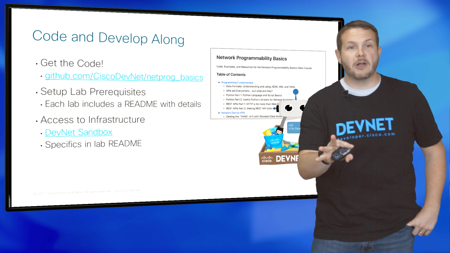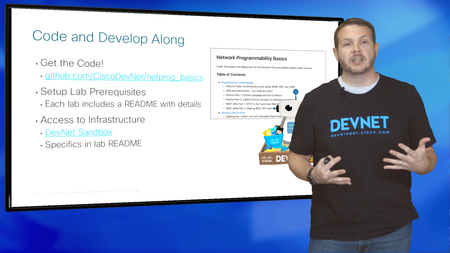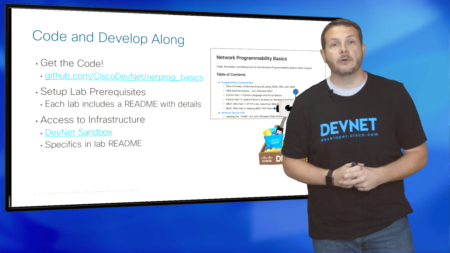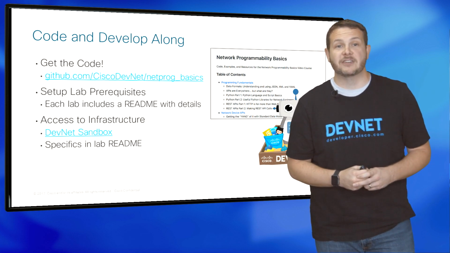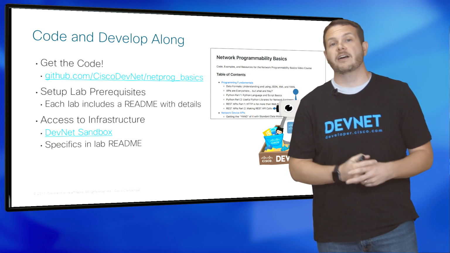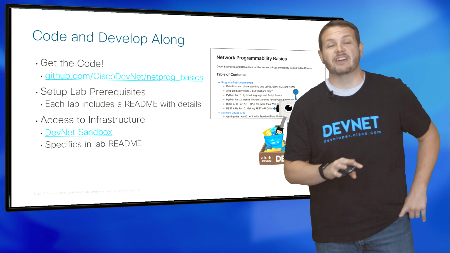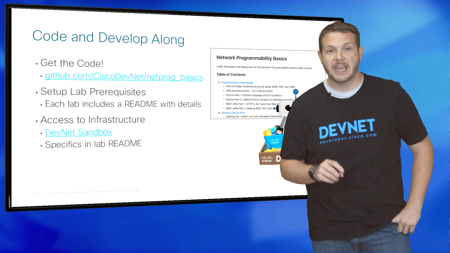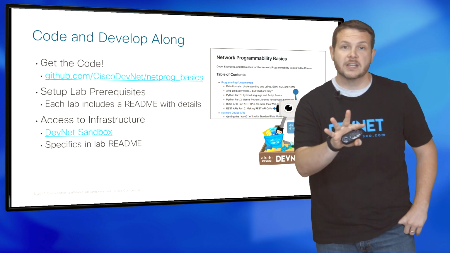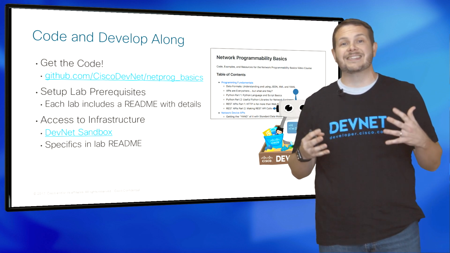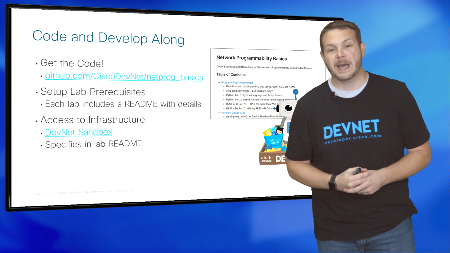Now, if you want to follow along with me, I definitely encourage it. Go on up to GitHub and get all of the code and information and examples for this video course. github.com/cisco-devnet/netprog_basics is your place to get all of the information necessary. Every lab includes a README with the prerequisites on how to set up your workstation, along with details on how to access the infrastructure necessary to run this lab.